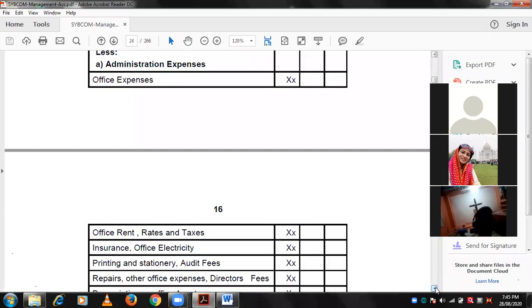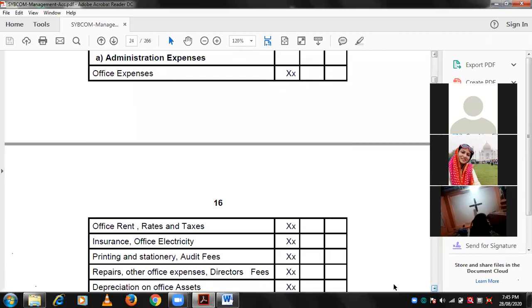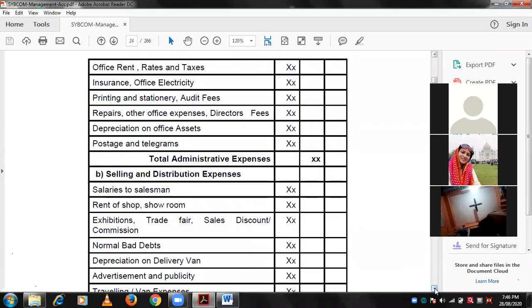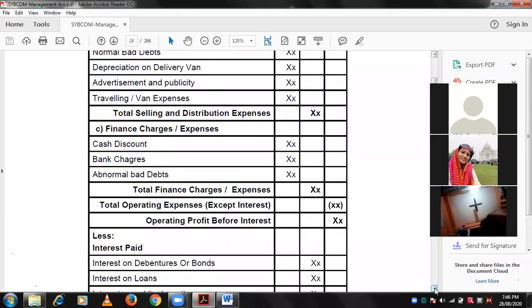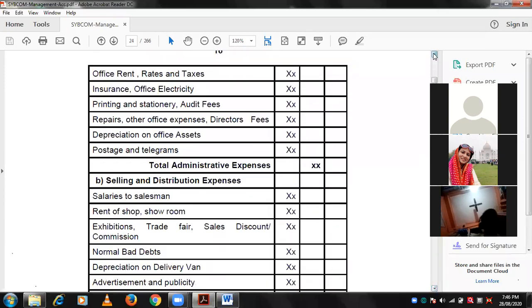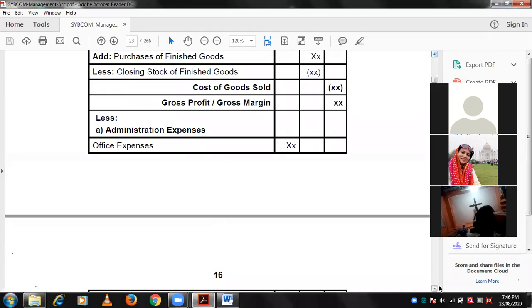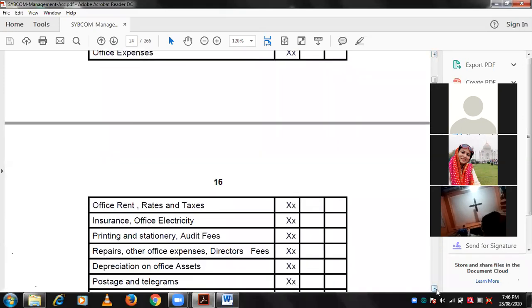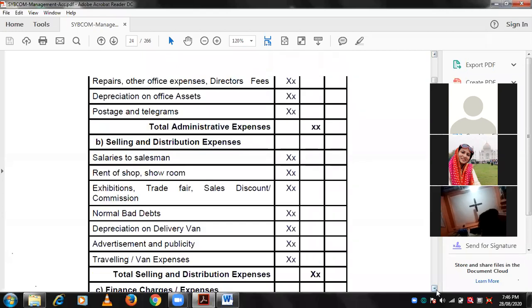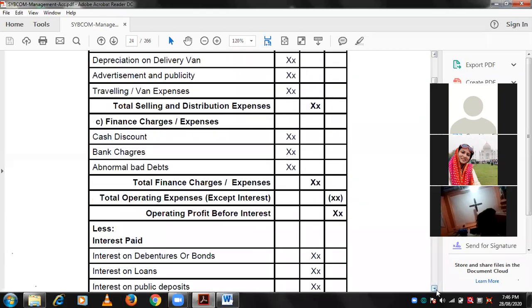So while considering the profit and loss items on the debit side, first we start with the administration expenses. Three types of expenses are there: administration expenses, selling and distribution expenses, and finance expenses. So the profit and loss debit side expenses are classified into three types. First one is office, or administration expenses, then selling and distribution expenses, and then finance expenses. Whatever expenses are debited to the profit and loss account are classified in these three types.